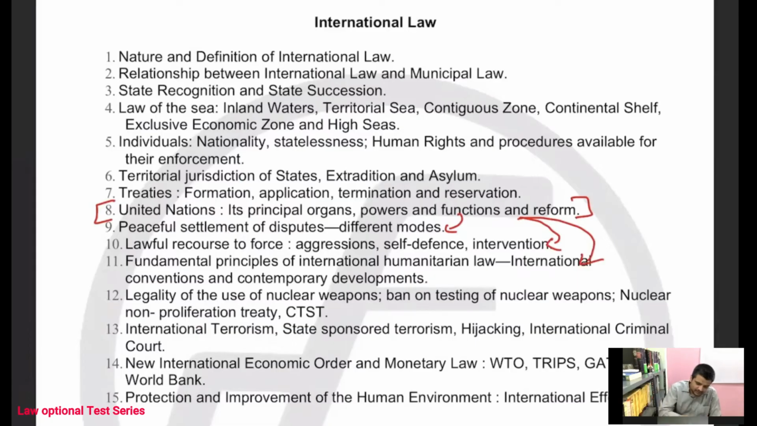Similarly, the second subtopic that you should focus on is the law of sea. Always 2, 3 questions from law of sea, always 2 questions minimum. And the third that you need to remember very nicely is the new international economic order and monetary. A question is always there from this. So these are the 3 subtopics. In fact, 50% of the syllabus that you will focus on.